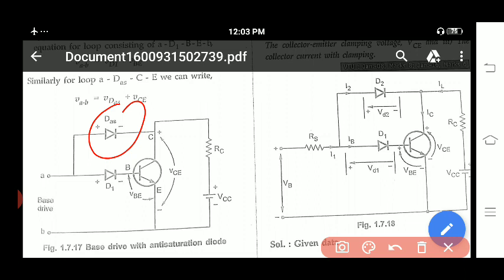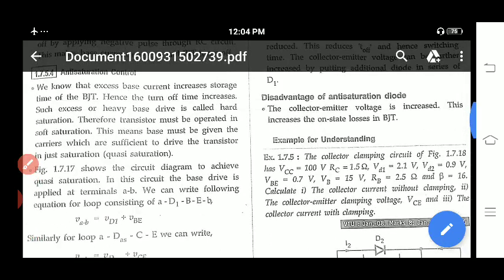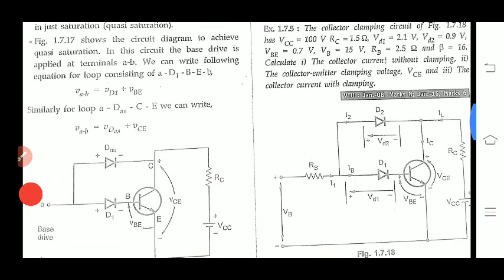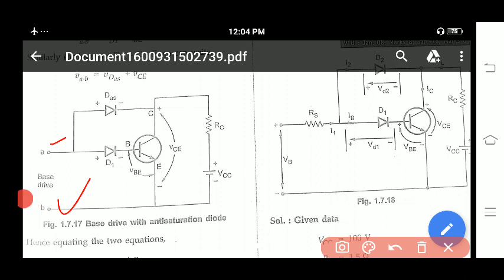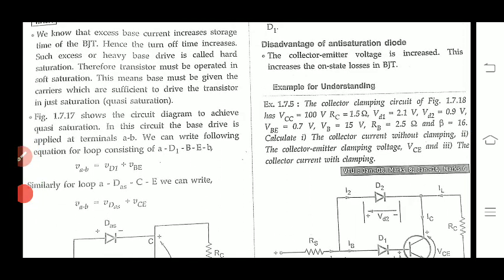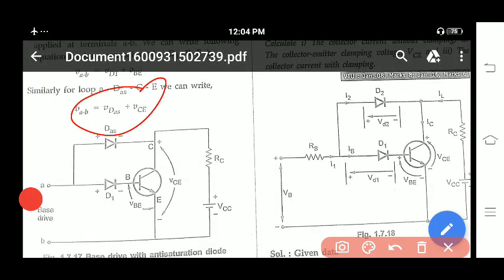Here you can observe that a diode D1 is connected at the base terminal of the BJT. Because of connecting this D1, the voltage across it will be 0.7 volt. Also we can observe V_AB, the voltage across the A and B terminals. V_AB is nothing but V_DAS plus V_CE. And here you can also equate V_AB as V_DAS plus V_CE.